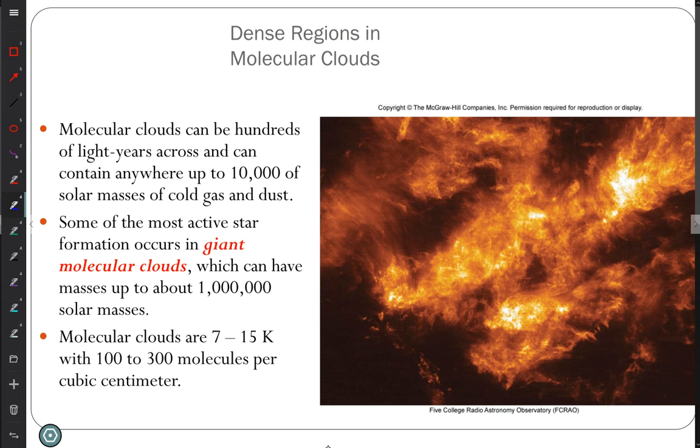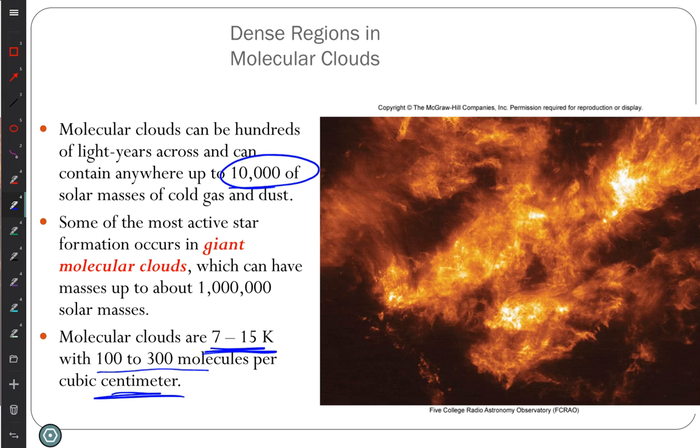Here are the actual numbers. 7 to 15 kelvins is the temperature. And okay, I was wrong on the densities, 100 to 300 molecules per cubic centimeter. I said per cubic kilometer. Clearly, I was grossly wrong. But still, it's very low density compared to anything that we would have on Earth. And notice the mass. These molecular clouds might be 10,000 solar masses or more. That is, it can produce 10,000 stars the size of our sun.